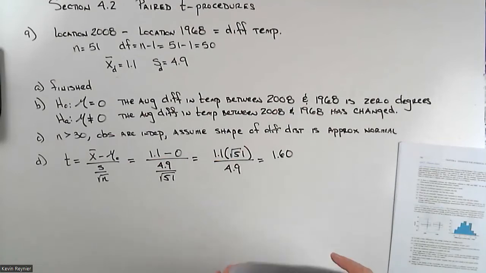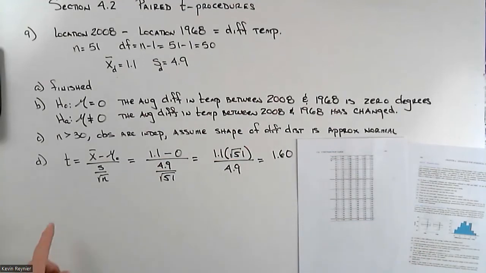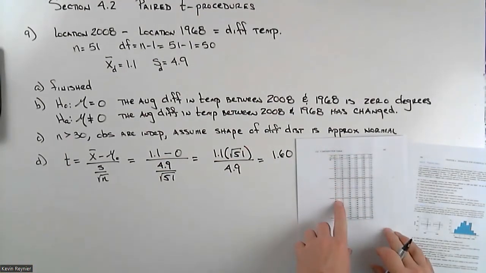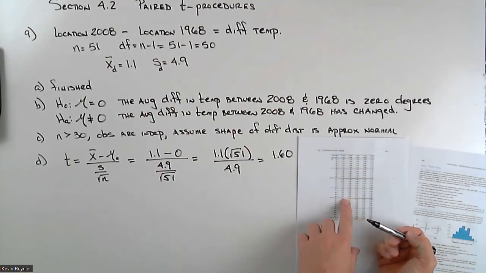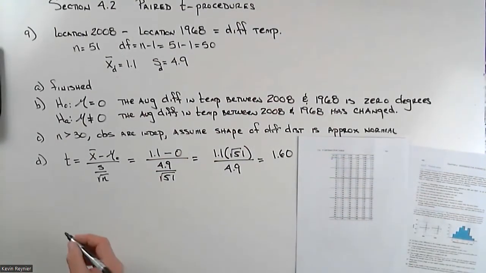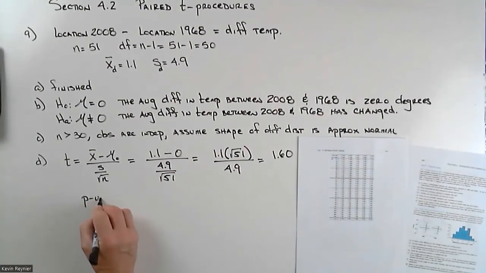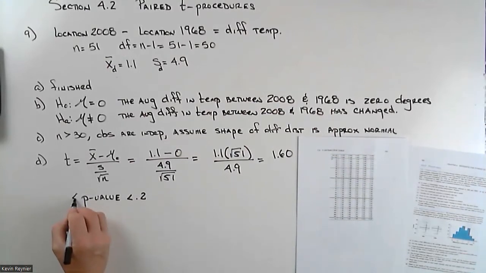If you need that, watch the video on section 4.1. Our degrees of freedom here is 50, right? Our degrees of freedom is 50. So I go down to the row that's 50 degrees of freedom. We're doing a two-tailed test, right? A two-tailed test. And I try to find the gap that would contain 1.60. So our p-value itself, because remember we look at the gap, turns out to be less than 0.2, but greater than 0.1 for our two-tailed test.